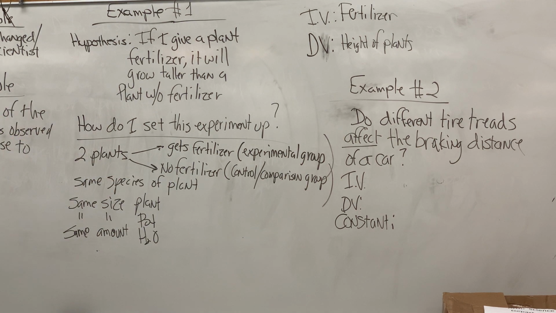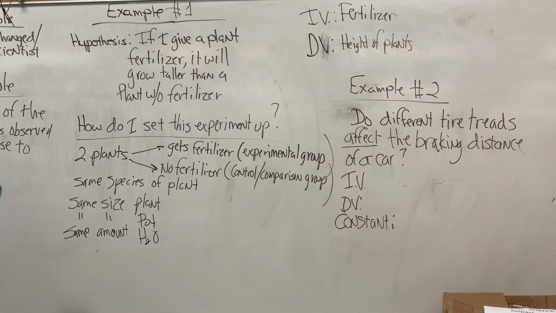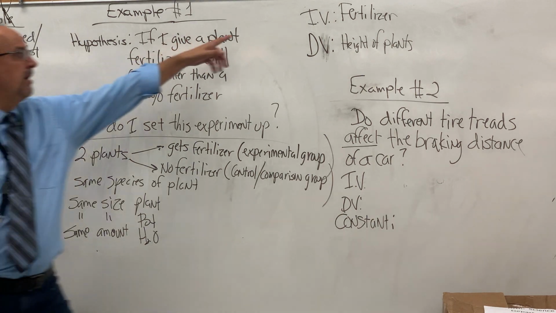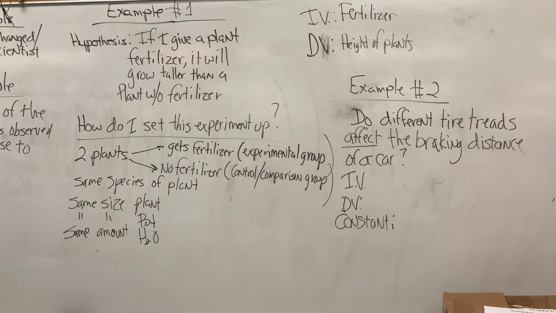Then, at the end of X amount of time, we measure the height of the plants, and the height of the plant is the dependent variable. So the independent variable is the fertilizer, and the dependent variable is the height of the plants.